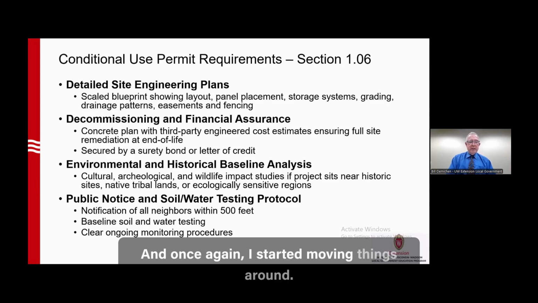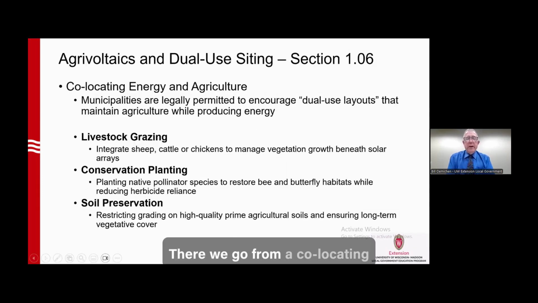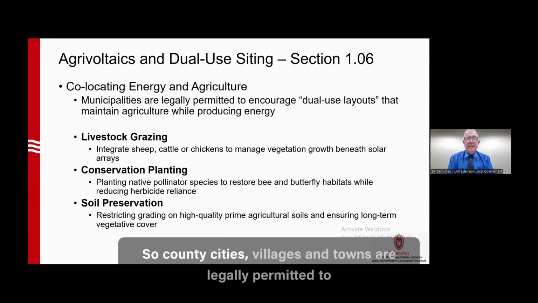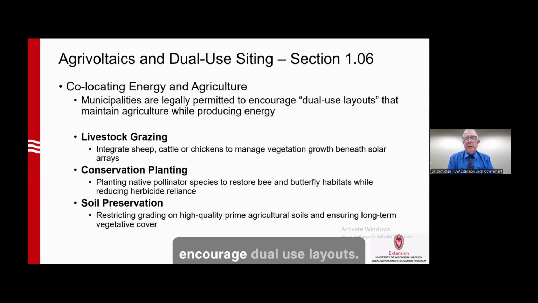And once again, I started moving things around. There we go. From a co-locating energy and agriculture perspective, that's also in section 1.06. Municipalities, so counties, cities, villages, and towns, are legally permitted to encourage dual use layouts. So you can propose to maintain agriculture underneath that solar array while producing energy. There are going to be reasons why the landowner, if it's not actually the solar energy developer, but a local farmer or some other type of rural landowner, they're probably going to want to maintain some type of agricultural practice to maintain use value taxation on that property.